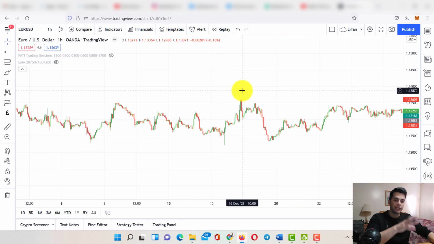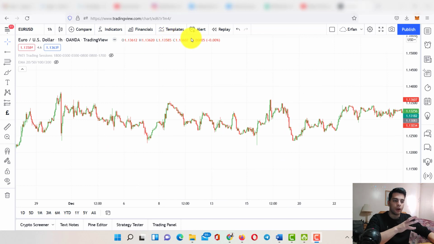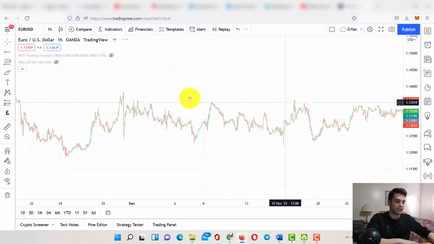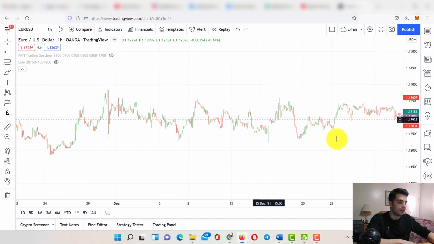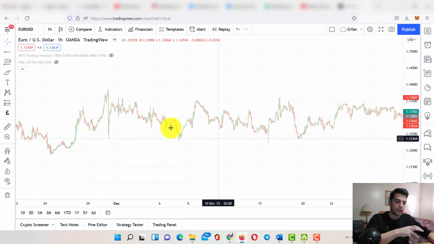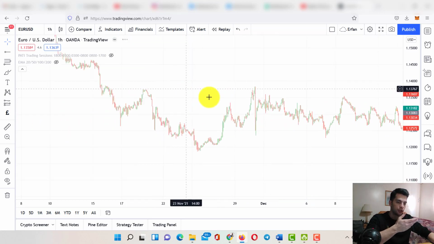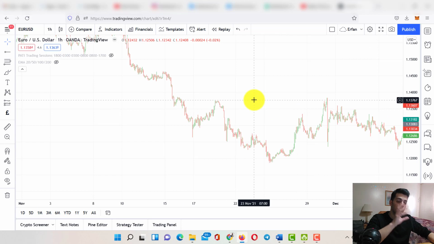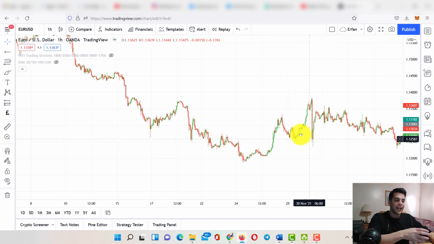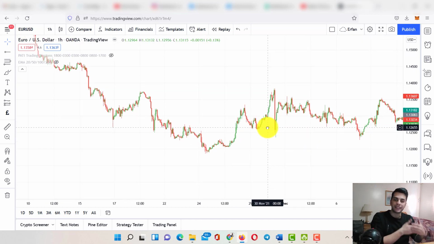So I'm in EUR/USD in a 1 hour time frame. As you can see, the market is pretty choppy. It's consolidating up and down. There is no clear direction, whether towards upside or downside, but I just want to identify some support and resistance levels. So what it means exactly is all about basic human psychology that creates support levels and resistance levels.